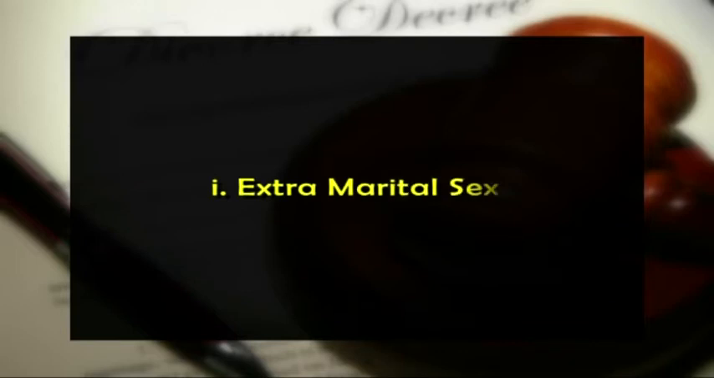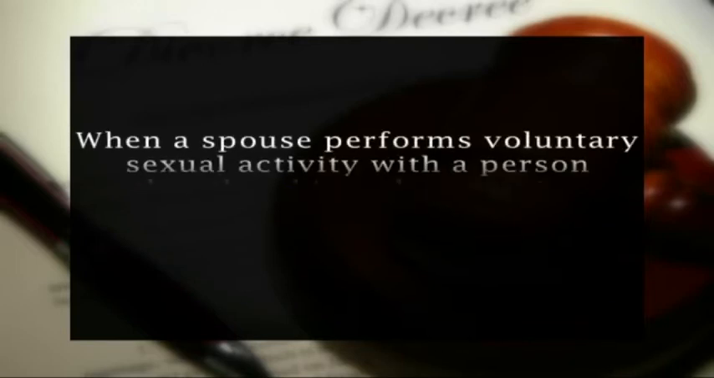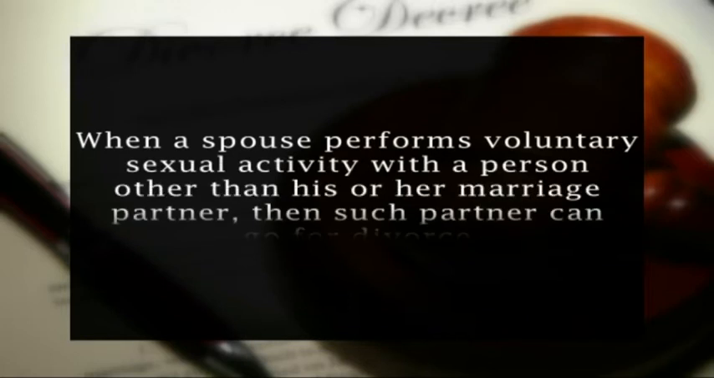Since the time of its inception, many grounds have been recognized and included as faults under the theory. A brief study can be made as follows. Number 1. Extramarital sex. When a spouse performs voluntary sexual activity with a person other than his or her marriage partner, then such partner can go for divorce.